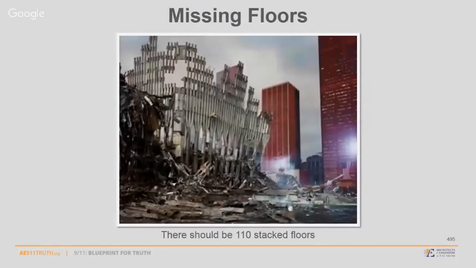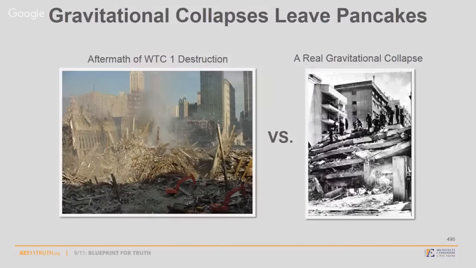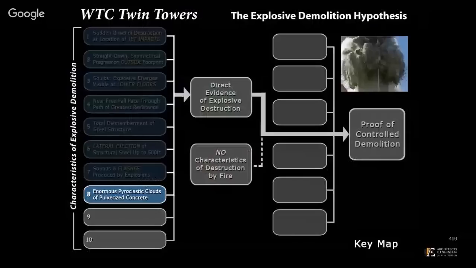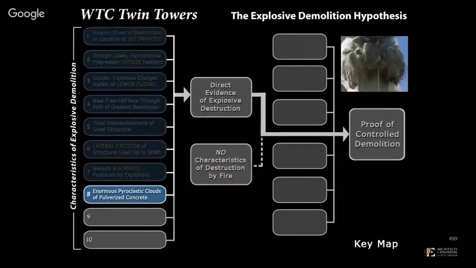And not only that, but we would be looking in a gravitational collapse for pancakes. That is to say, pancaked floors. Like we see on the right in a real gravitational or pancaking collapse, in this case in Mexico. On the left, what do we see? A 2, 3, 4-story pile of core columns, perimeter columns, mangled metal. Where are the 110 floors that should be stacked up down here in some mangled fashion? They're not. And so what happened to them?